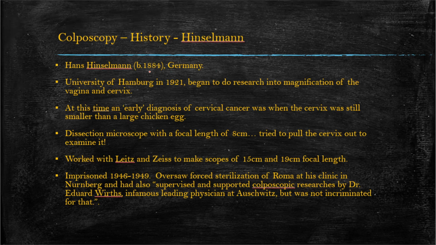Hans Hinselmann, in 1884 in Germany, began to do research into the magnification exam of the vagina and the cervix. And, quote, an early diagnosis of cervical cancer was when the cervix was still smaller than a large chicken egg, so obviously quite advanced by our reckoning today. He used a dissection microscope that had a focal length of 8 centimeters. He tried to grasp the cervix and pull it out to get it as close to the scope as possible to examine it. 8 centimeters isn't very far. But he worked with Leitz and Zeiss companies to make scopes that had 15 and 19 millimeter focal lengths, to make those a bit more practical.